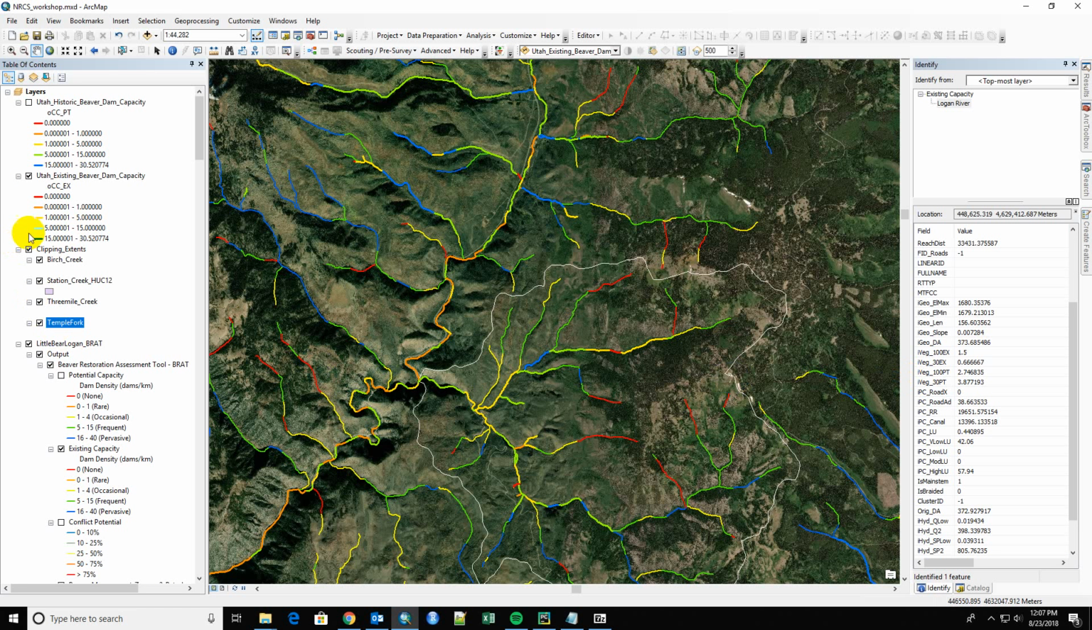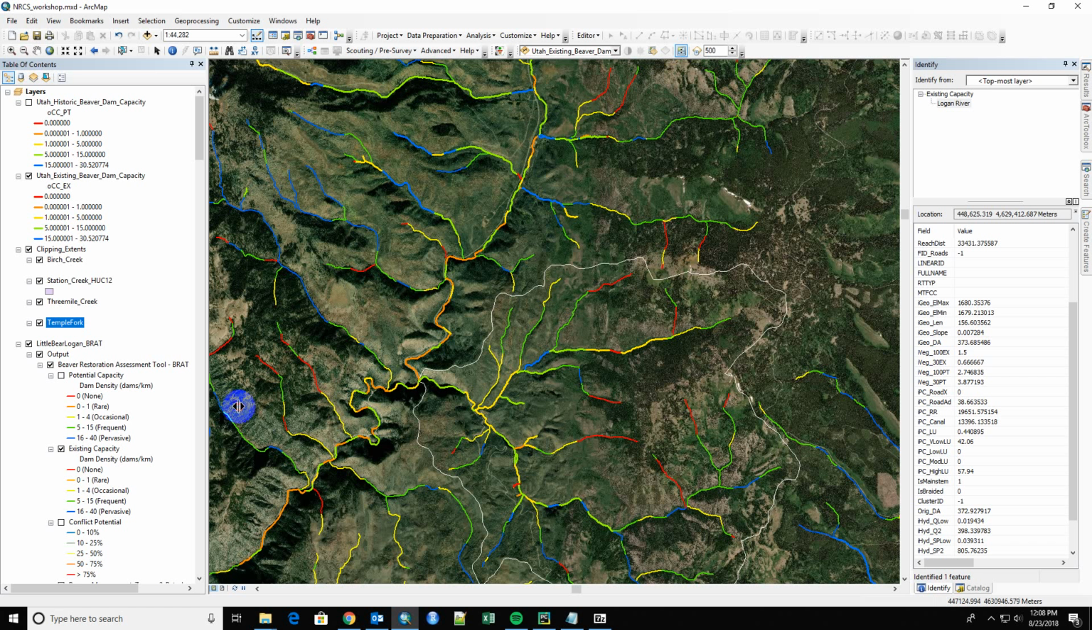Looking at one of our previous runs of the entire state of Utah with BRAT, if you look over here, we have a Utah existing beaver dam capacity, which is the polyline layer on the top, and then my own BRAT output for the existing capacity on the bottom. As I swipe, I'm going to be revealing my output and getting rid of what was done in the past. So right now on top is the past version of BRAT. And if you look at the data right here, we can see that this previous version has a lot more orange segments, or rare capacity for beavers, than the newer one does.